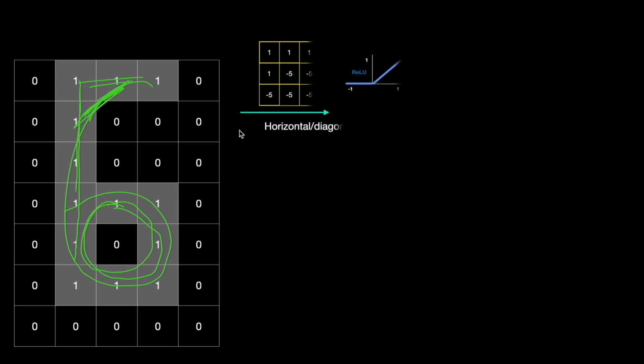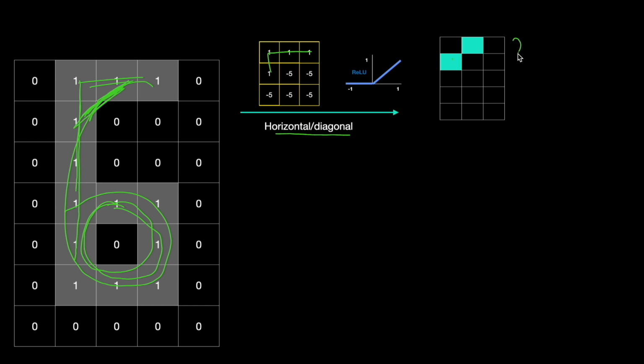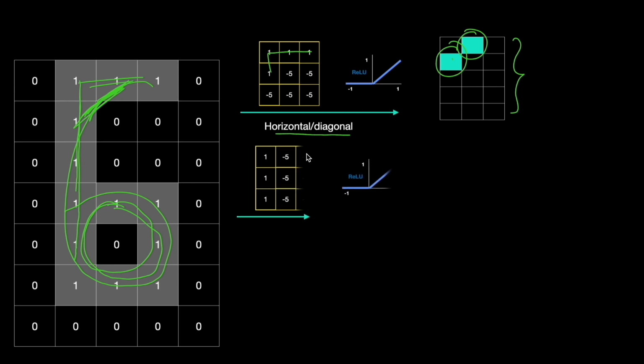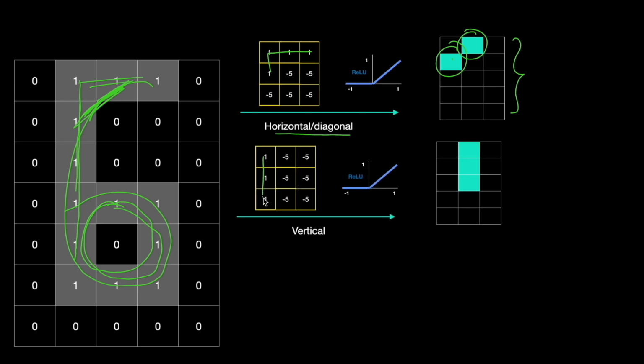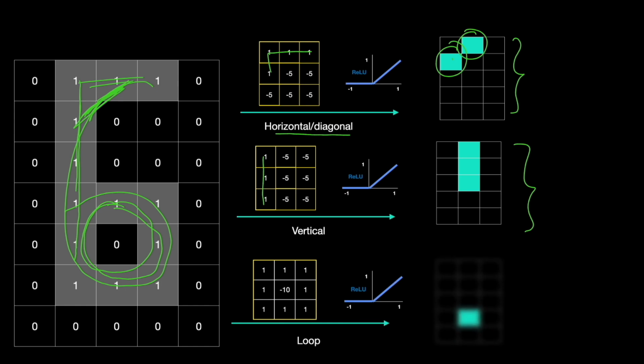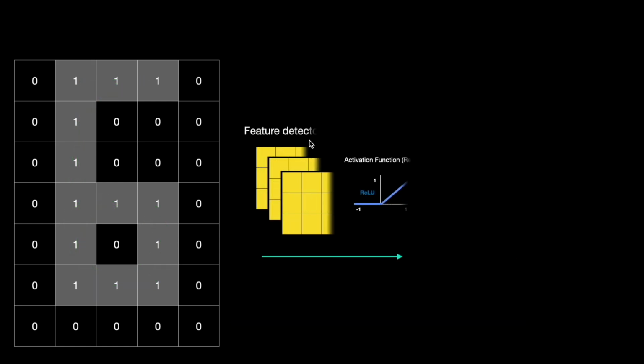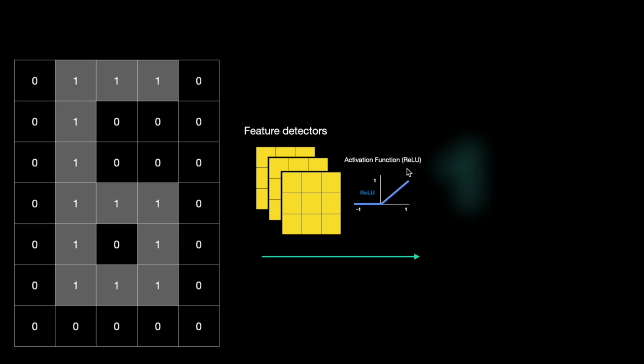Okay, so this is for the horizontal slash diagonal, right? So the feature map will look something like this. Okay, next the vertical pattern, right? The vertical pattern, and the feature map will be something like this. Okay, and the next is the loop pattern, which we have already seen. And this is the feature map. Okay. So now let's clear the screen. Now, if we combine all the feature detectors, right, for the horizontal, for the vertical, and for the loop, we'll have a feature map that will look something like this, right?